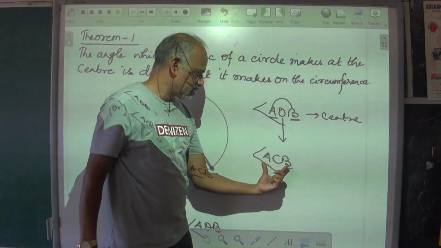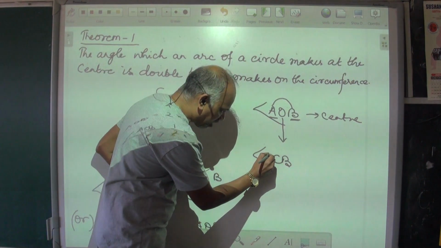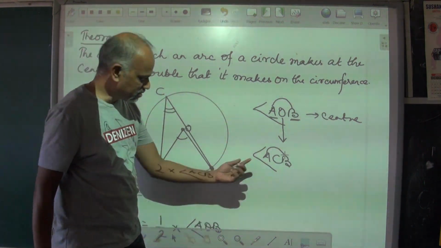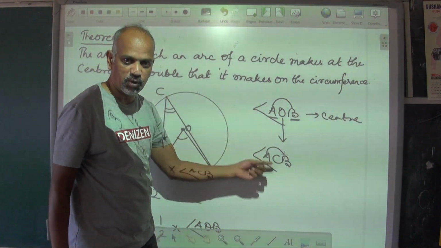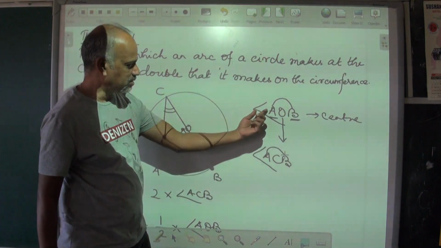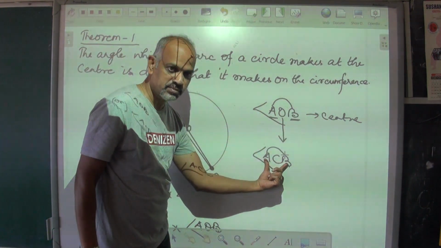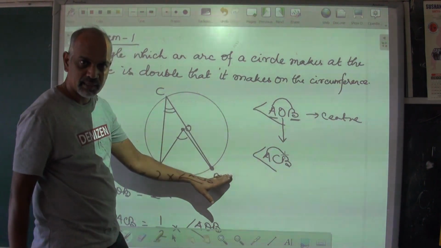Again, coming to this angle ACB. The first alphabet and the last alphabet say which is the arc which makes it. So the arc which makes it is AB. In both cases it's the same. Both are made by the same arc. This is AOB, this is ACB. First alphabet, last alphabet are the same, which means both are made by the same arc AB.